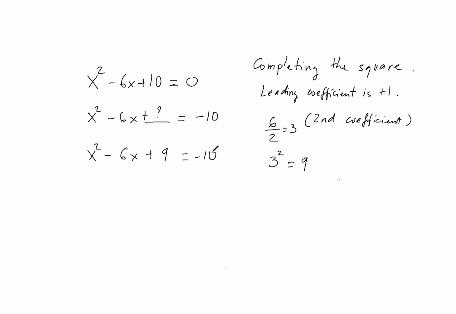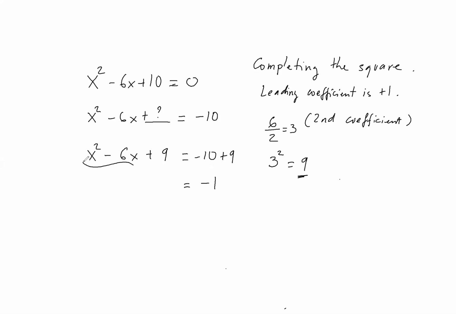And this 9, it wasn't there at the beginning. This 9, I just borrowed from here, right? So I have to do the same thing on the other side of this equation in order to keep it balanced. Okay, now we can simplify the expression on the right, which gives us negative 1.